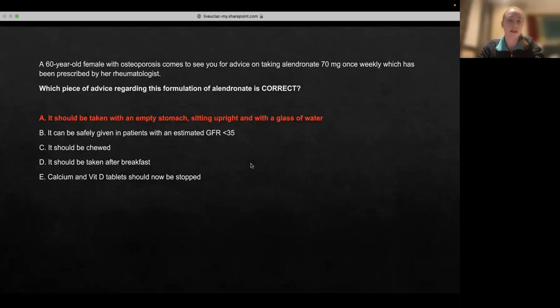Okay, great. So the answer is A. Something quite important with bisphosphonates, particularly alendronate, is that the patient has to take it on an empty stomach, sitting upright with a glass of water. The easiest thing is first thing in the morning after they've been fasting all night, and then make sure they don't lie down for half an hour after they've taken it. It's because it can cause severe esophagitis. This is something that can also come up as an OSCE station, so it's good to be familiar with bisphosphonates.